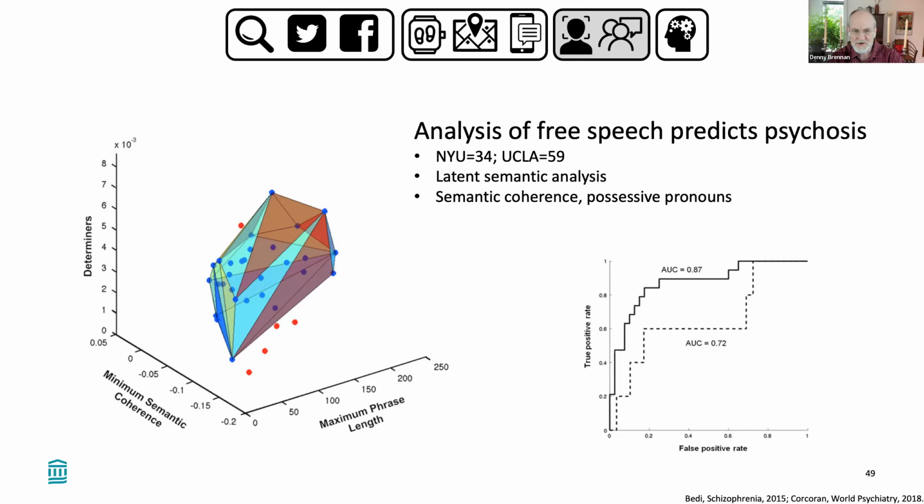The dimensions that you have represented on the chart on the left, someone with minimum semantic coherence and long phrases, maybe, I don't know, or maybe very short phrases could be indicative of what are determiners in this particular context, the third axis. What are determiners? So a determiner is actually, I wanted to say it was a pronoun.